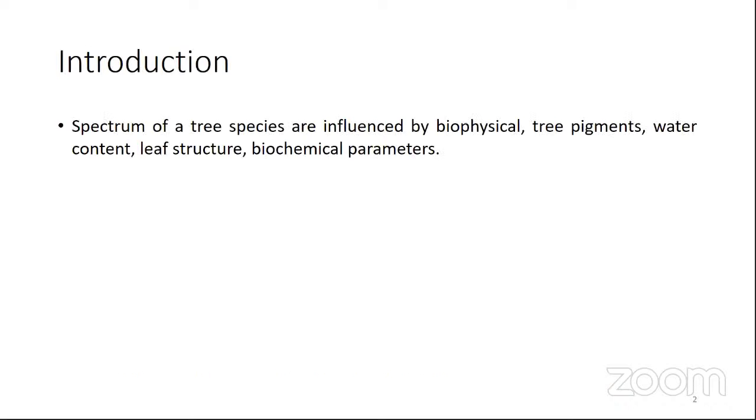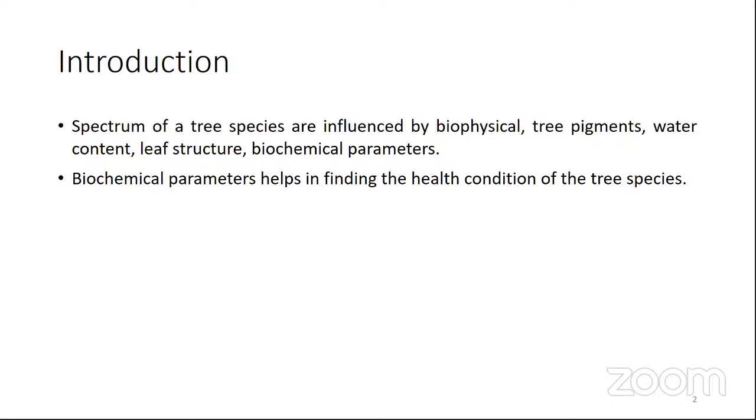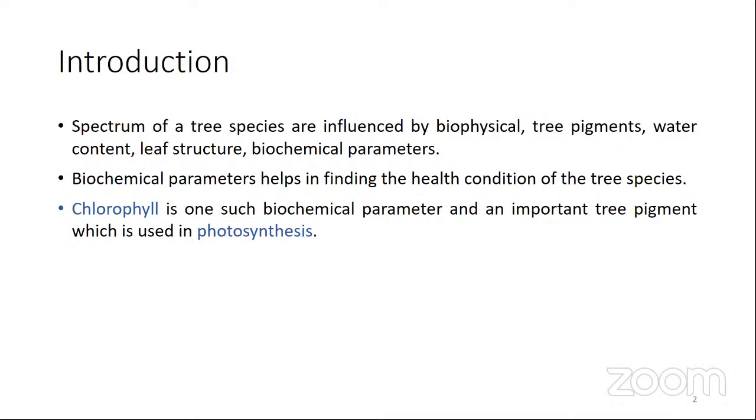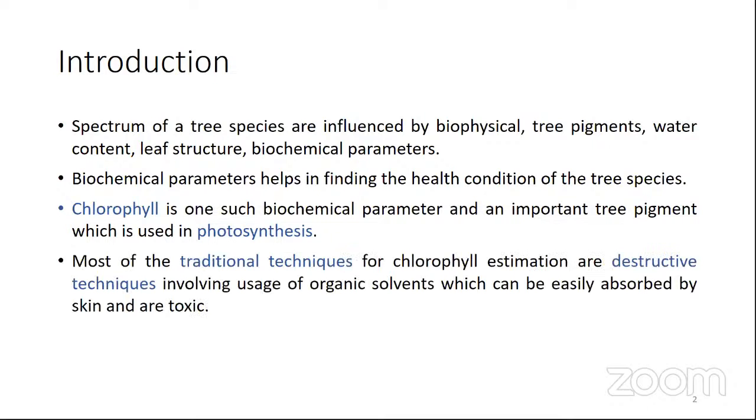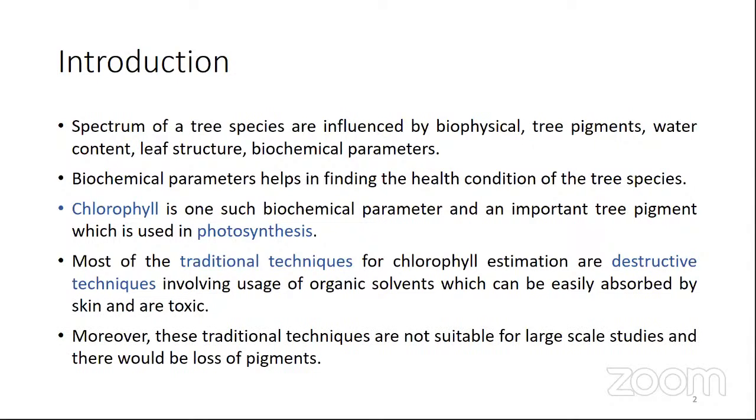Coming to chlorophyll, the spectrum of the tree species is influenced by biophysical parameters, biochemical parameters, tree pigments, water content, and leaf structure. These biochemical parameters help in finding the health condition of the tree species. Chlorophyll is one such biochemical parameter, and it is an important tree pigment, also useful in photosynthesis. For estimation of chlorophyll, there are many traditional techniques, but these are destructive techniques. These involve organic solvents, which may be toxic to skin.